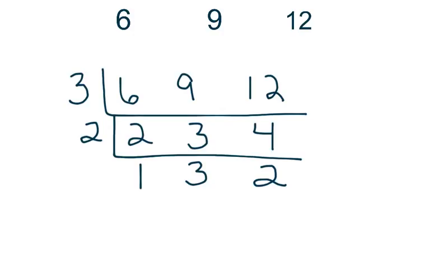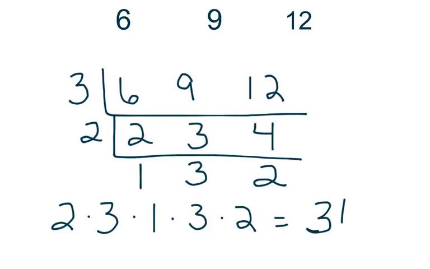Now I'm looking at the horizontal base row again, 3 and 2. There's no more factors. So everything I see around the outside, 3 times 2 times 1 times 3 times 2. It's all 5 of those factors. And I end up with 36.